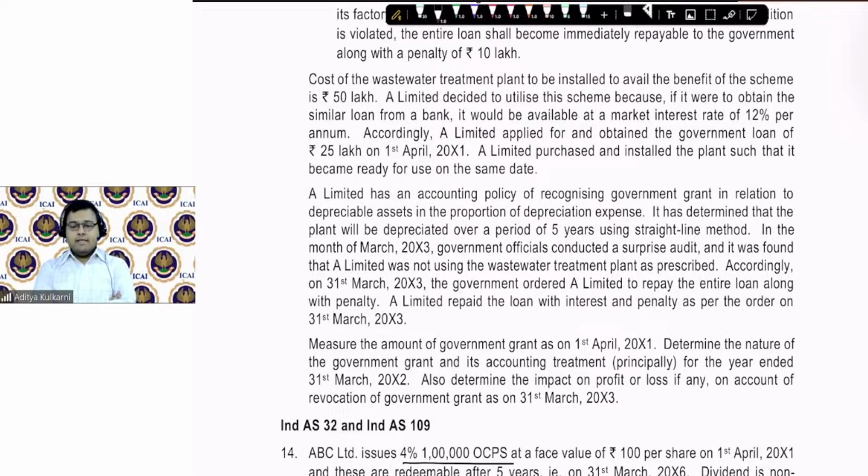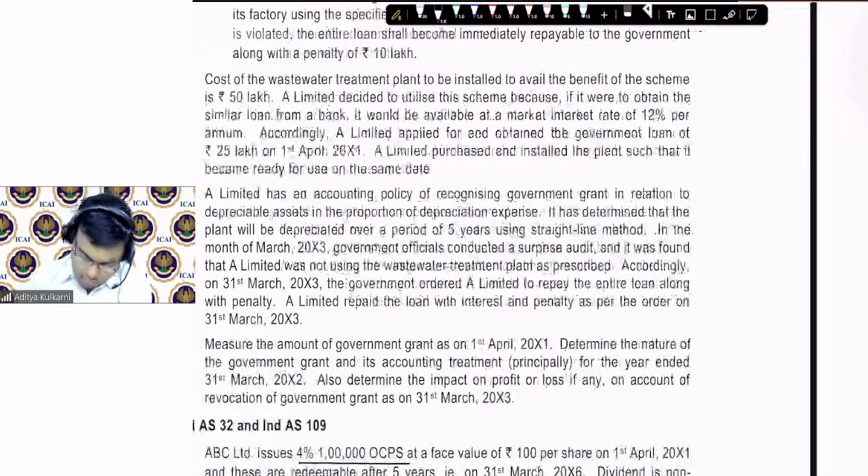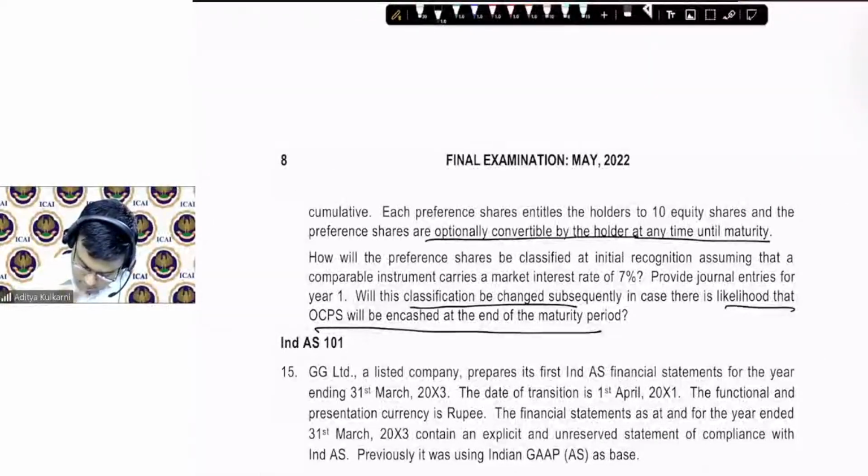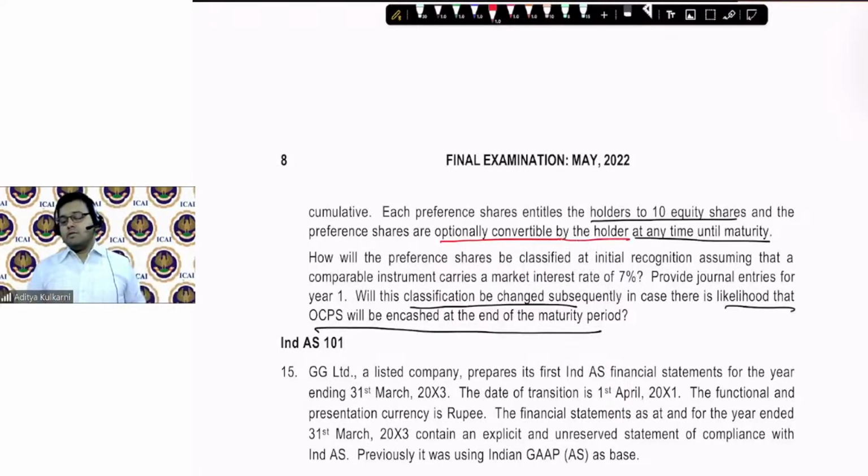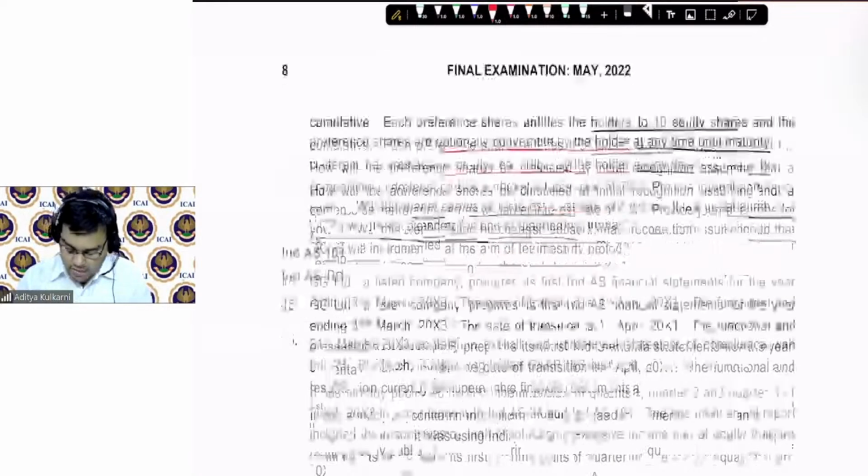And also tell me, is the dividend mandatory or is the dividend discretionary? See, each preference share entitles holders to 10 equity shares and they are optionally convertible by the holder. Okay. So optionally convertible. What about dividends?